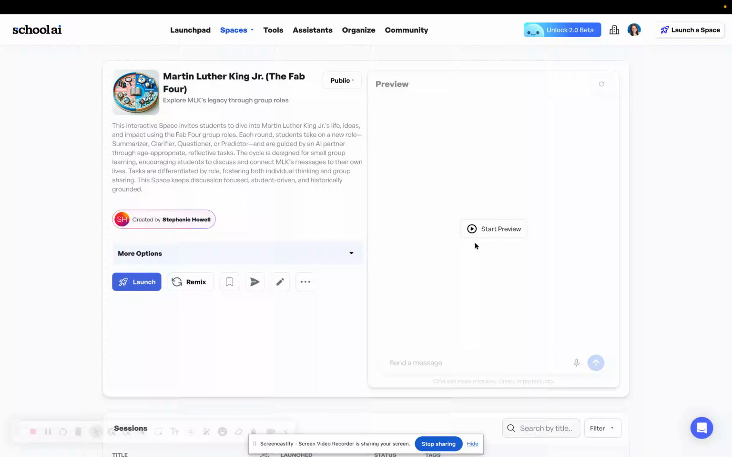Are you ready to up the engagement level with the Fab 4 activity within your classroom? Students can learn about any topic. In this case, they're going to be learning about Martin Luther King Jr. And with the Fab 4, students are going to be in a group of 4. And you can see right here, we've got the summarizer, clarifier, questioner, and predictor. Each of these students are going to play a different role within their School AI space.